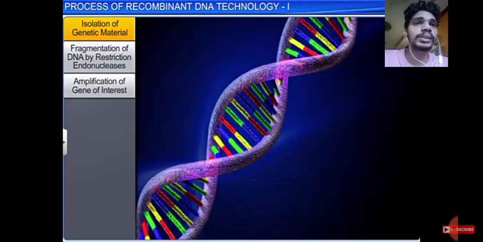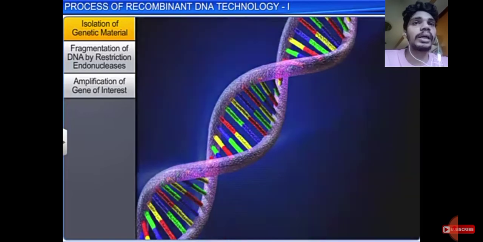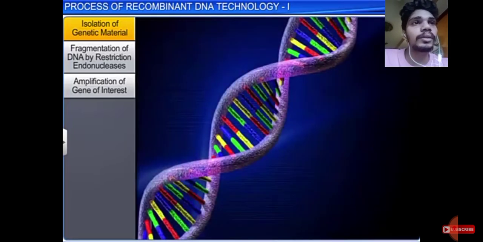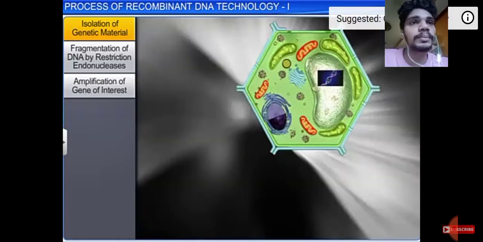So this is a process where a restriction enzyme cuts open, and there are lysozyme, cellulase, chitinase. We just want cellulase; chitinase is there, and the bacterial cell is there. Among all, which is very important, so let's see. E. coli is a bacteria, so among that we just take one plasmid.